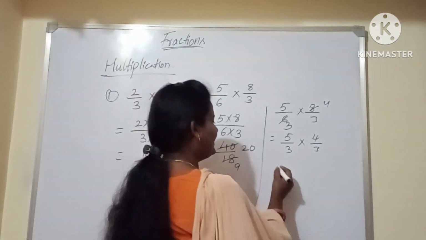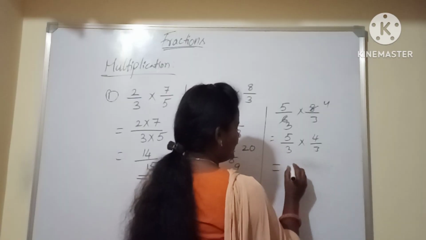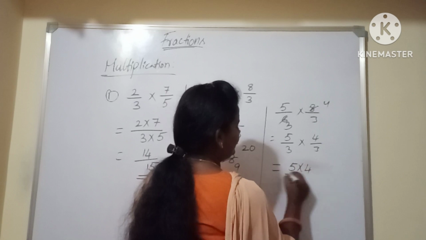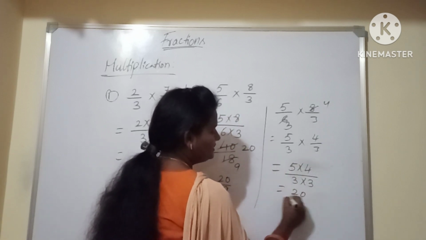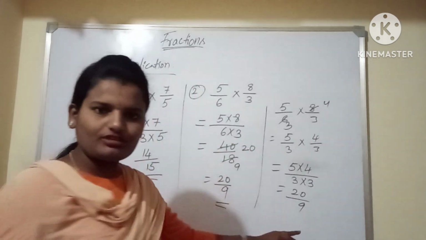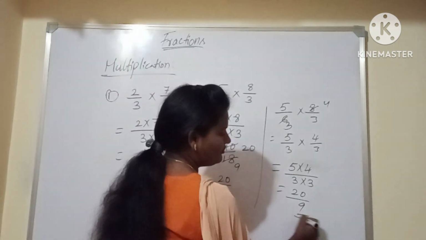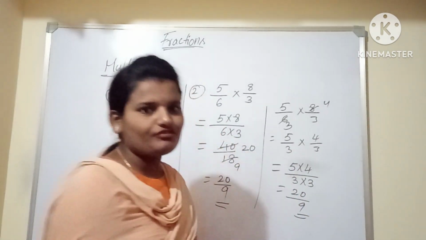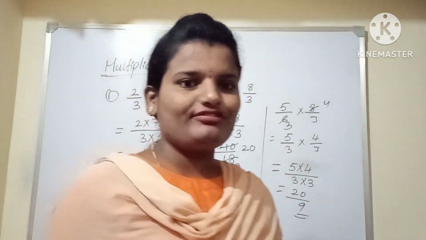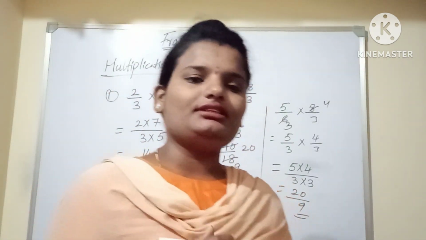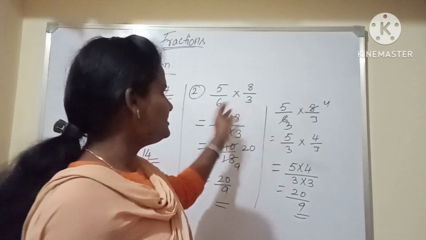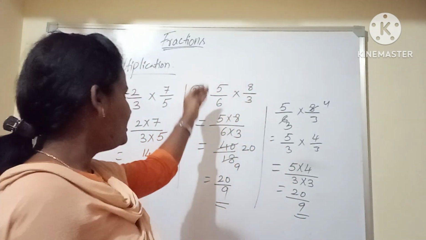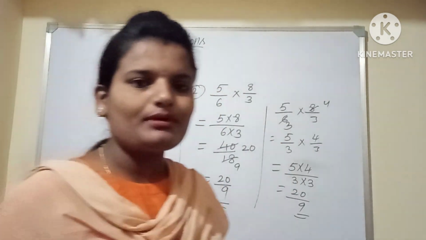Here also same only. We have to do the direct multiplication only. Multiply numerator into numerator by denominator into denominator. 5 4s 20. 3 3s 9. Same answer only we got, right? Anything we can follow. Either this case or that case we can follow. Multiplication is very easy, right? Whatever the kind of fractions, we have to do the multiplication directly, numerator into numerator, denominator into denominator. I hope all are understood.